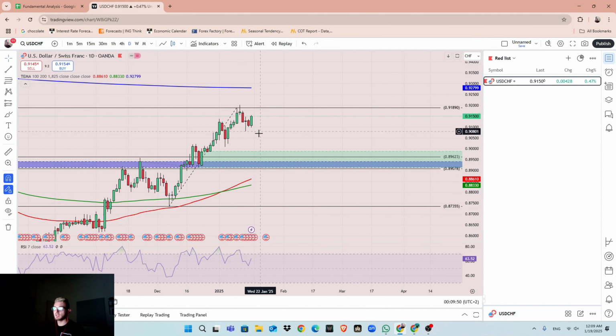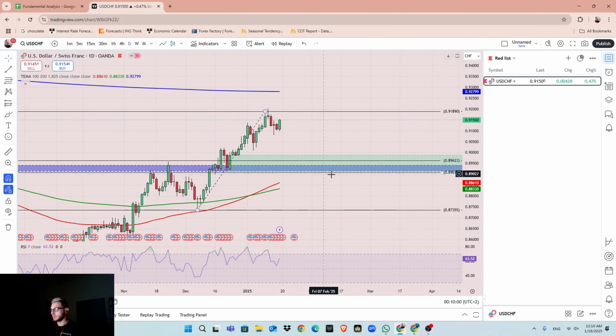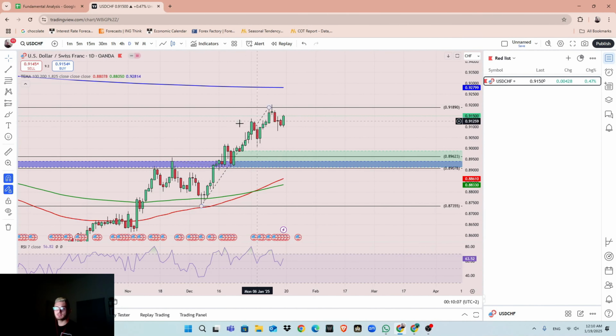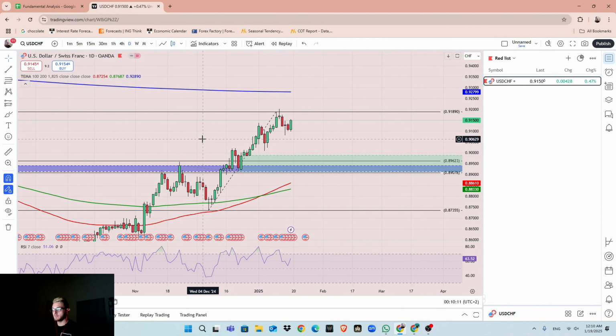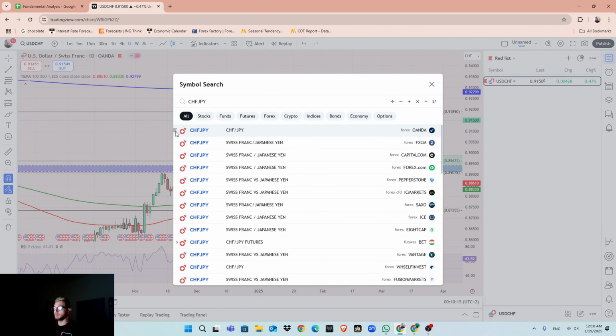And if it needs like 2 to 3 days or even a week to retrace, the moving averages will catch up. So this is a great area to buy from, around 89,500. This is the technical analysis for USD CHF. Now let's jump into CHF JPY.